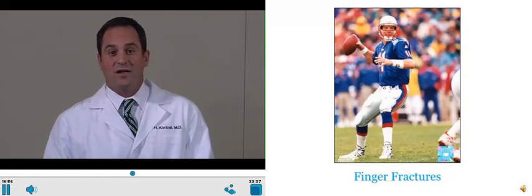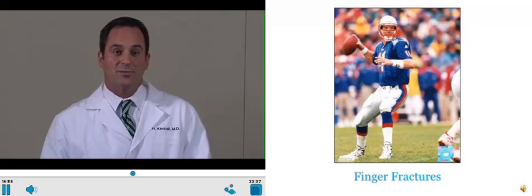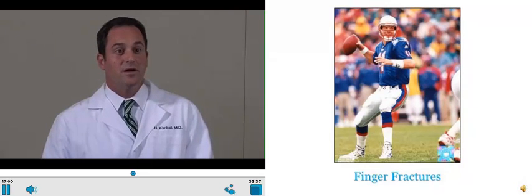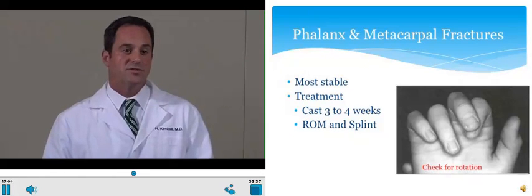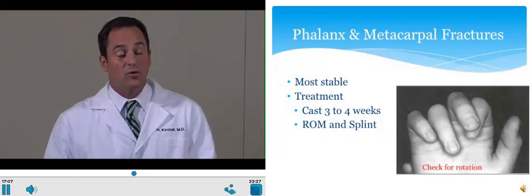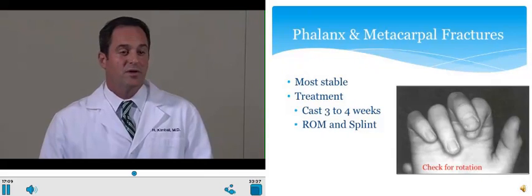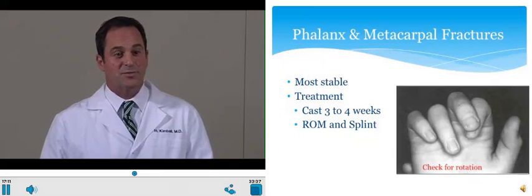So now we'll move on to some finger fractures, typical fractures that we would see. It's very common to have these with contact sports, as I mentioned earlier. Most of these types of fractures are stable. They can be treated with a cast or a splint.